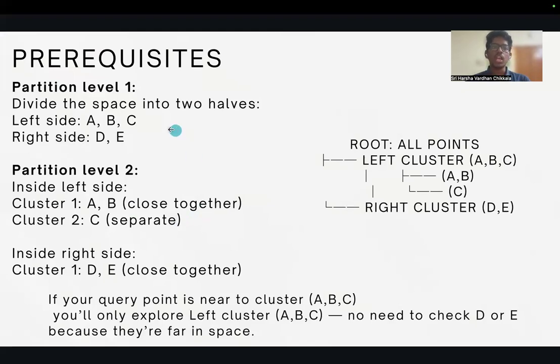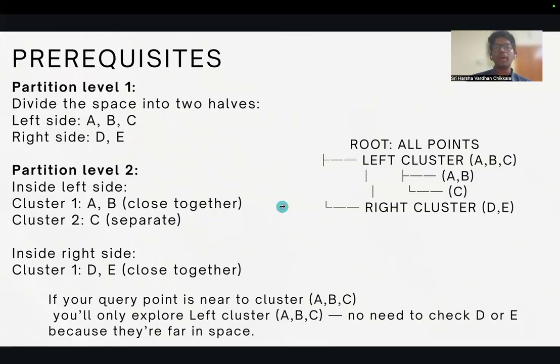Among ABC, we'll try to find two points that are very close to each other. In our example, let us think that A and B are close to each other, and C is also close to A, but A and B are closer to each other. So we'll make AB one cluster and C one cluster. Then we move to the right side cluster in partition level 1. Since there are only two points left, we'll leave the cluster as it is.